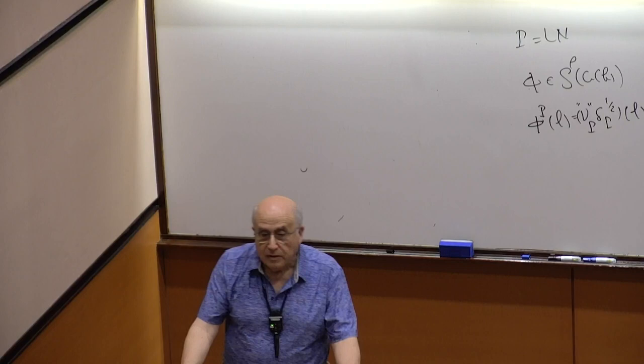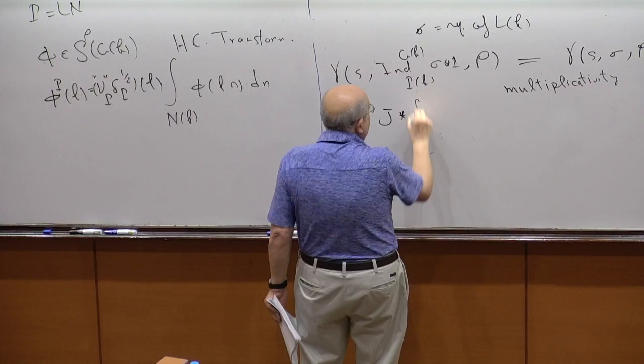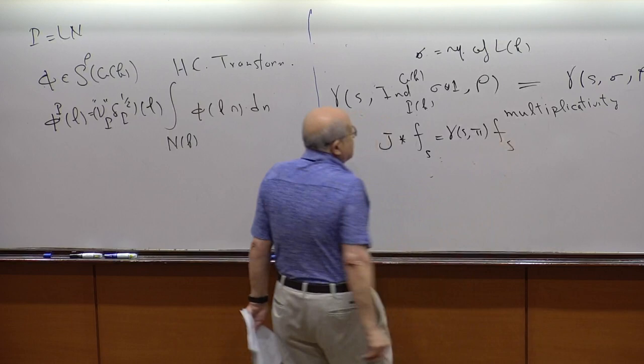Gamma is defined through a local functional equation using that Fourier transform. Remember, you can look at J of these things, the kernel of the Fourier transform, and you can look at that times the matrix coefficient f. Let's put s in here. This thing, by Schur's lemma, is going to give you some scalar times f_s. That's basically what it is, and that's how you get the gamma.